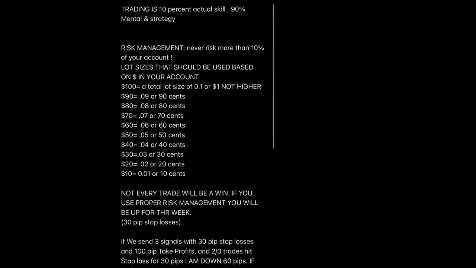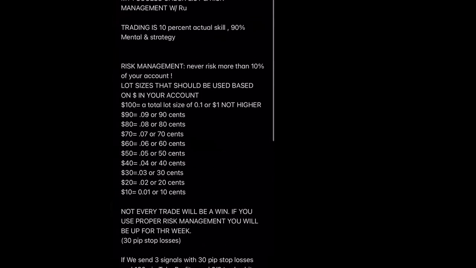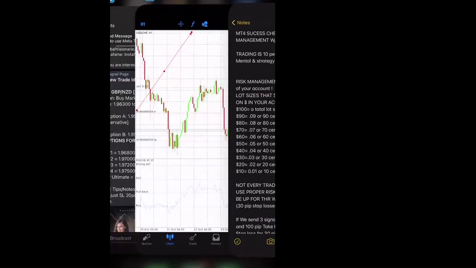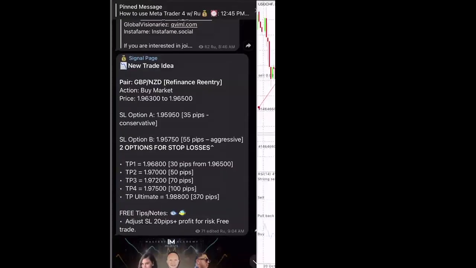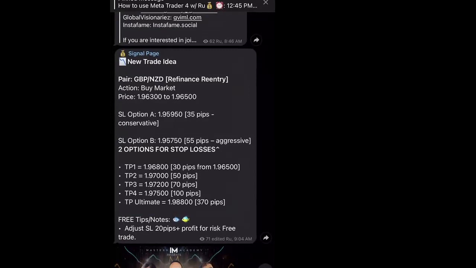And I also went over risk management, right? How much money you want to have in a trade. So let's say, for example, I'll end it with this. Let's say it says SL option A, and it says 35 pips. You always want to know how much money you're risking losing, right? If I enter the trade with $1, which is 0.10, right?